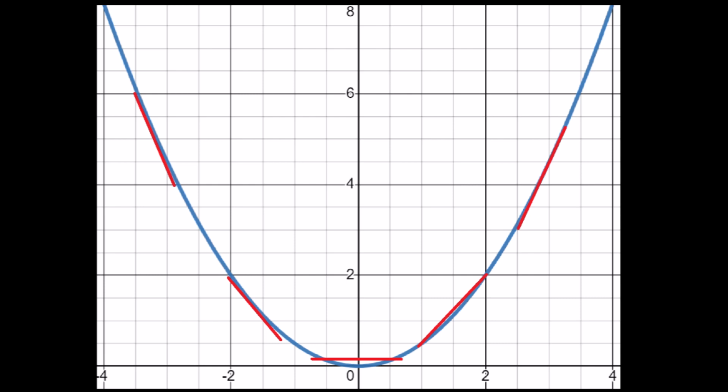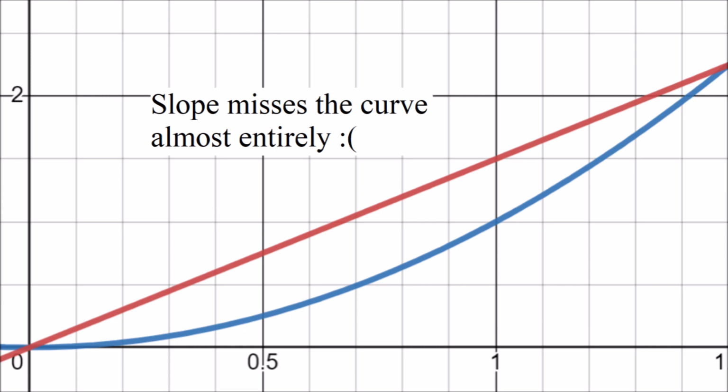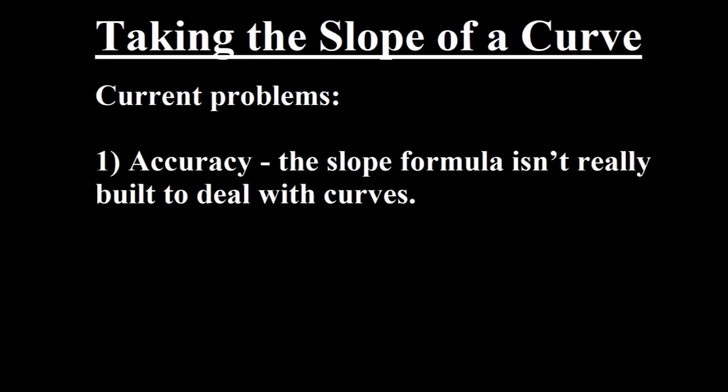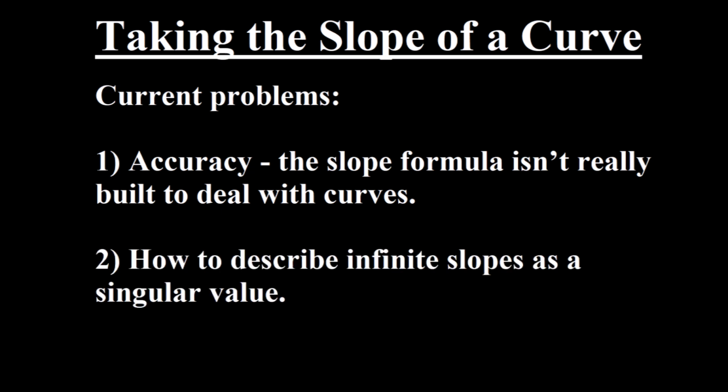As far as we know, it's an infinite set of constant slopes. It may not even be fair to call the results of these formulas slopes, since a visualization of the line formed by the points we're using shows that we're barely matching the actual path of the graph. To summarize then, our two current challenges with the slopes of curves are 1. Accuracy, since the slope formula isn't really built to deal with curves, and 2. How to describe infinite slopes as a singular value. To begin, let's work on the accuracy issue.